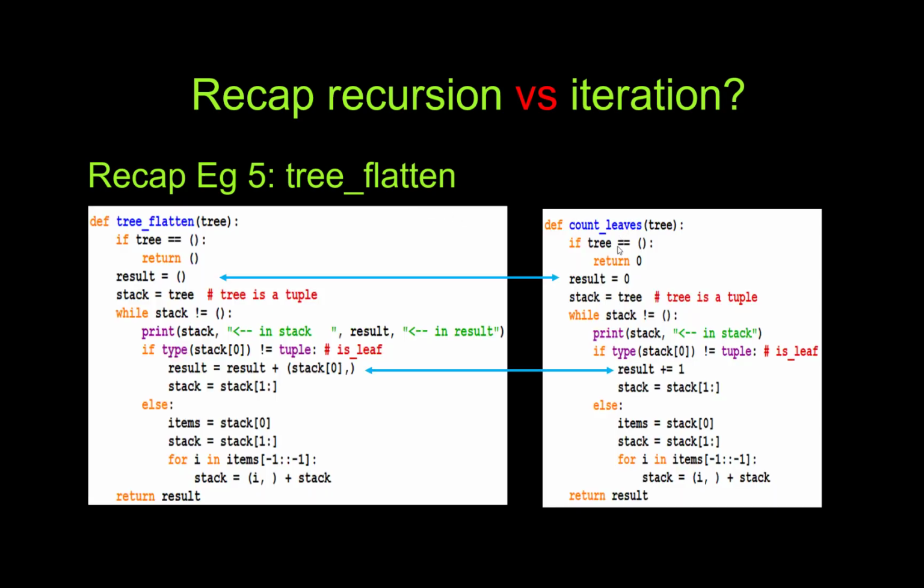So here is the count leaf code. Here is the tree flatten code. The main change here is that from the result equal to 0, you change to result equal to the empty tuple. And for the result increment by 1, you now have the result equal to the result plus the top of the stack. The rest remain no change.